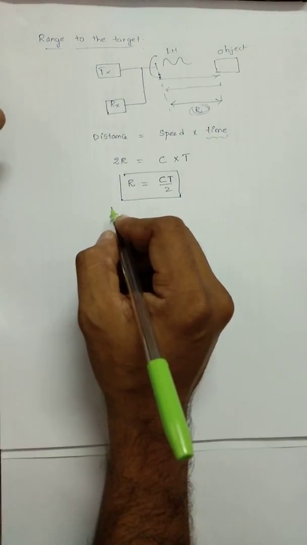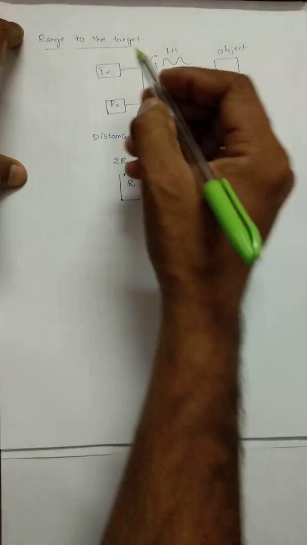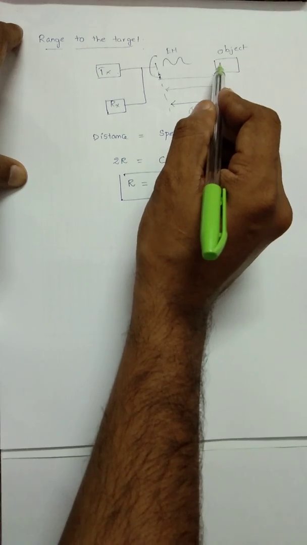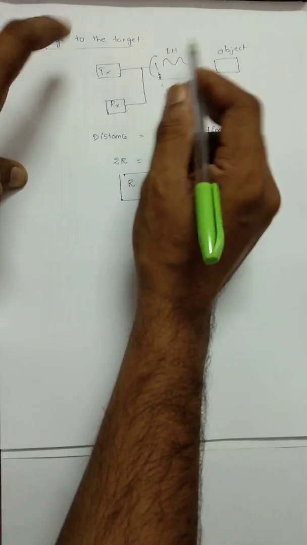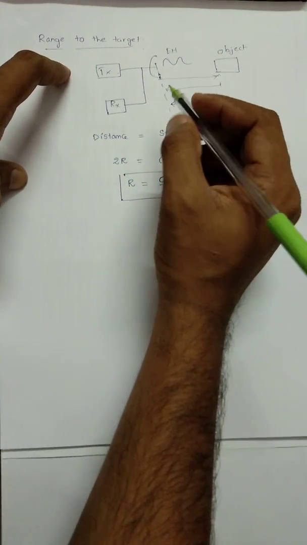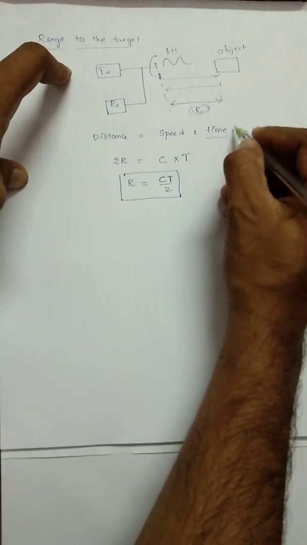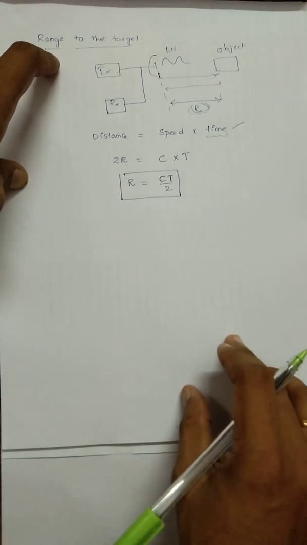This is not the actual range equation, because the range equation involves all the parameters of the transmitter, receiver, antenna and object. If we consider all the parameters of the complete radar system, then that will be the range equation. This is just a simple formula, r is equal to ct by 2, based upon the basic equation distance equals speed into time. Okay, thank you.